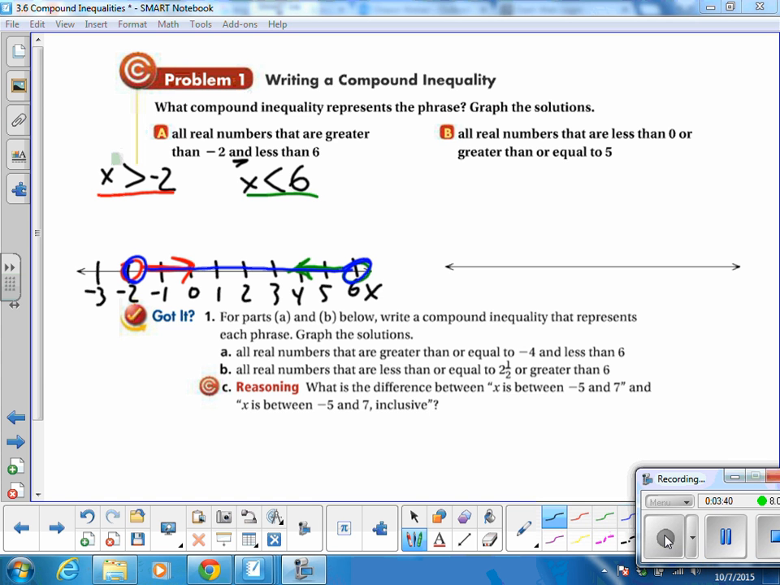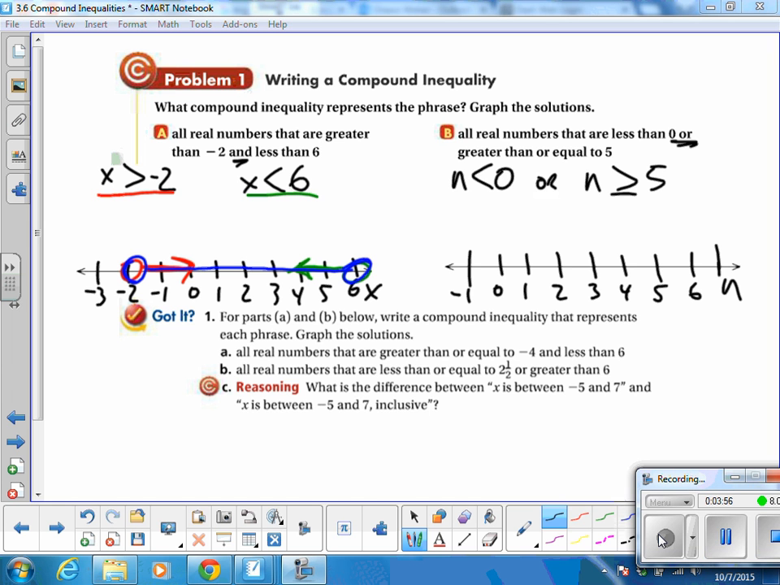Let's look at the B. All real numbers that are less than 0 or all real numbers that are greater than or equal to 5. Let me set this up. So where n is less than 0, so it's less than 0 or greater than or equal to 5. Notice this is going to be, I'm going in two separate directions.